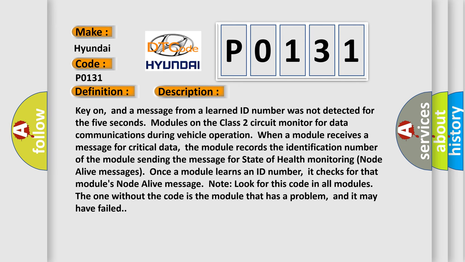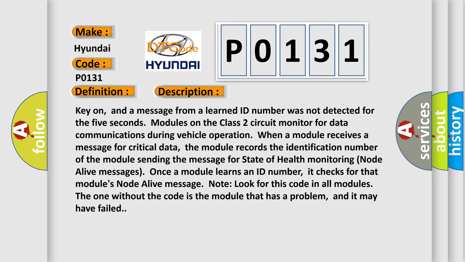Key on, and a message from a learned ID number was not detected for 5 seconds. Modules on the class 2 circuit monitor for data communications during vehicle operation. When a module receives a message for critical data, the module records the identification number of the module sending the message for state of health monitoring, node alive messages. Once a module learns an ID number, it checks for that module's node alive message. Look for this code in all modules. The one without the code is the module that has a problem, and it may have failed.